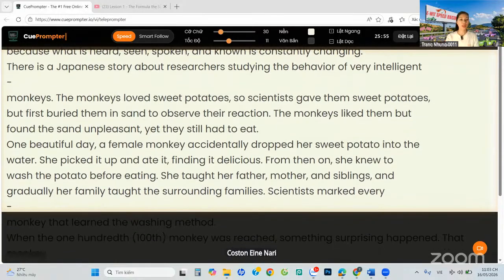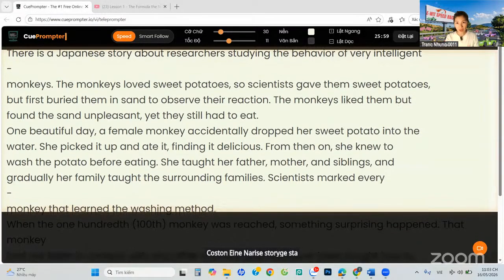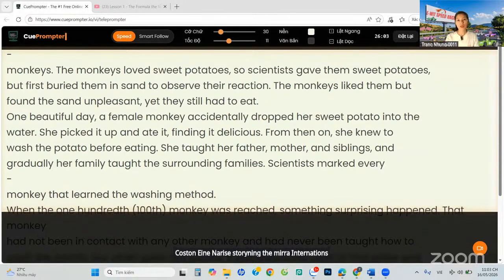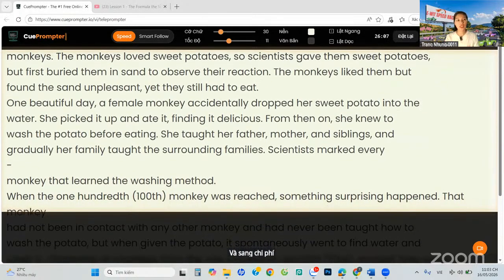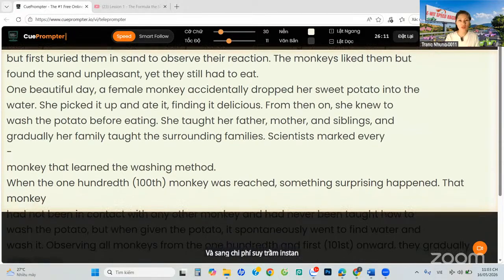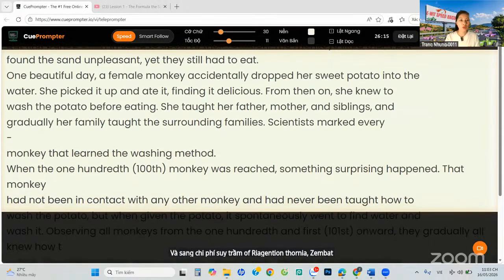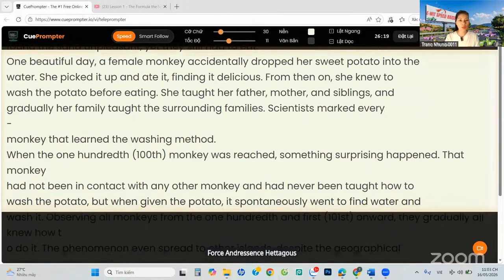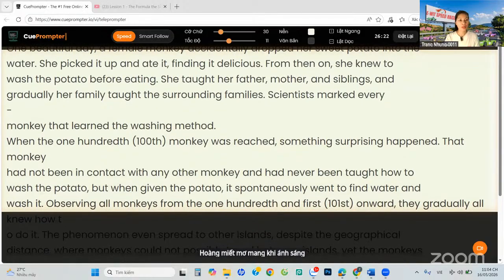There is a Japanese story about researchers studying the behavior of an intelligent monkey. The monkey loves sweet potato, so scientists gave them sweet potatoes. At first, the monkeys were observed for their reactions. The monkeys liked them, but because of the unpleasant dirt, they still hesitated. One day, a female monkey excitedly put her sweet potato in the water.